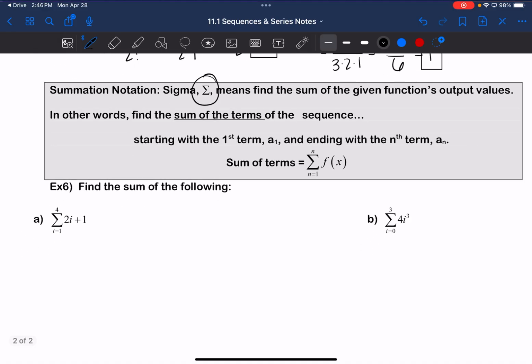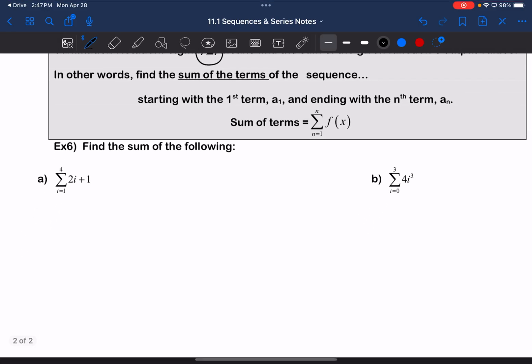So on example A, it says to find the following sums. Okay, the way we know where we're starting and ending, right? How far into the pattern do I go? The number right here where it says i equals, that's where I start. So I start at 1. The number on top tells me where to stop, okay? And I just go plug those in to the rule.